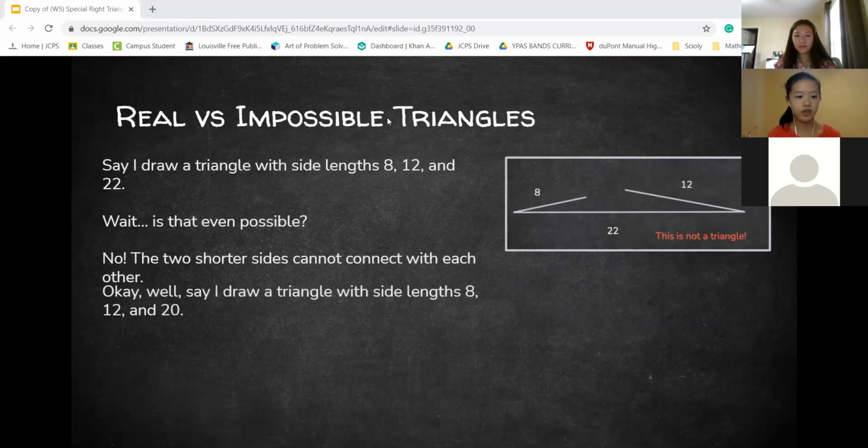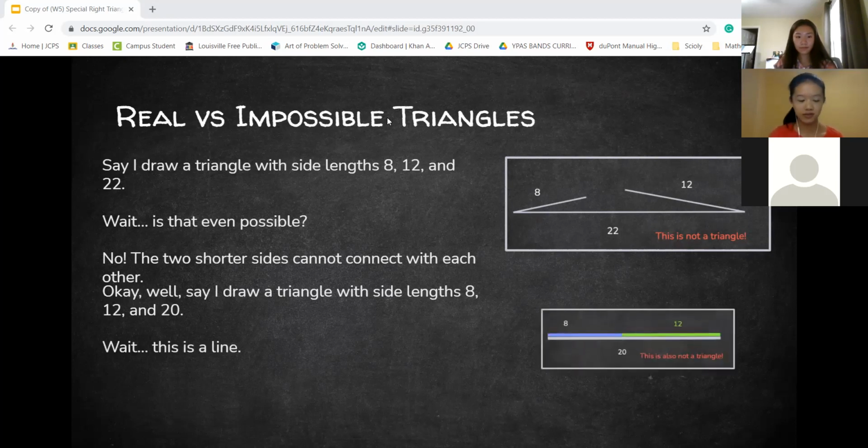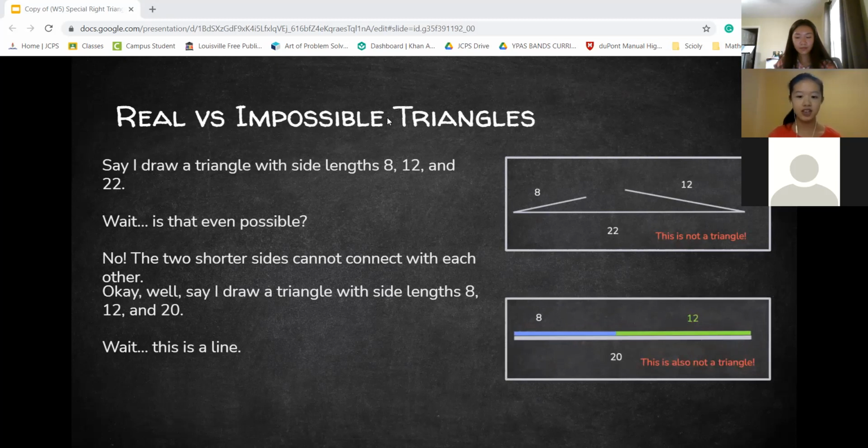So in other words, in order for it to be a triangle, any two sides have to be greater than the third side. As another example, say I draw a triangle that has side lengths 8, 12, and 20. Would this be possible? Well, no, because in this case the two shorter sides happen to be the exact same length as the third. So when you try to bend them over to connect, they just barely touch, but they don't actually make a triangle. It ends up just being a line.